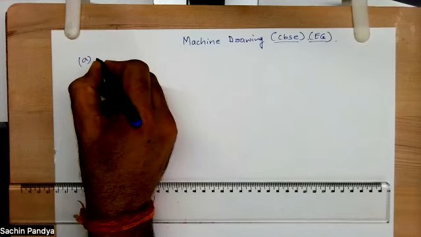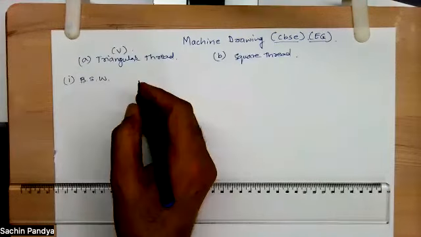So they will give you a question like, in triangular we have the BSW thread, British Standard Whitworth BSW thread. And then they will say, draw to scale 1:1 a BSW thread taking pitch equal to 40, and give standard dimensions. So what you should do first, you should draw a table.